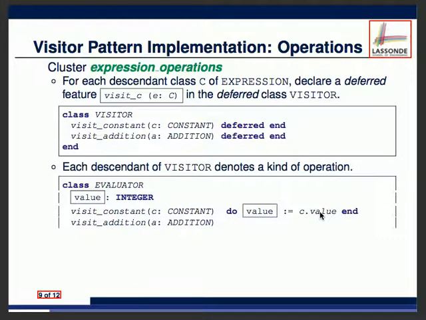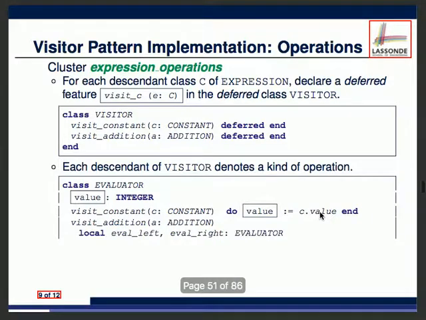Now, what about visit addition over here? Somehow we have to recurse on the left and on the right, but how do we do that? As I said before, the way we do that is we simply have eval left and eval right, and they're both evaluators. And then we can say a.left dot, that should be accept. You see what I mean? Yeah, that's your confusion. That's a typo, okay?